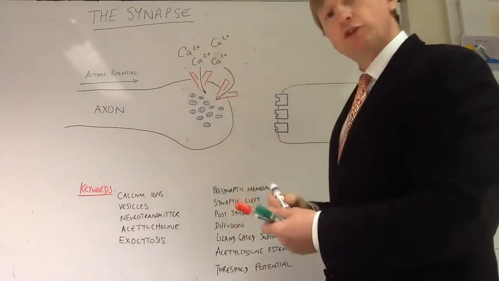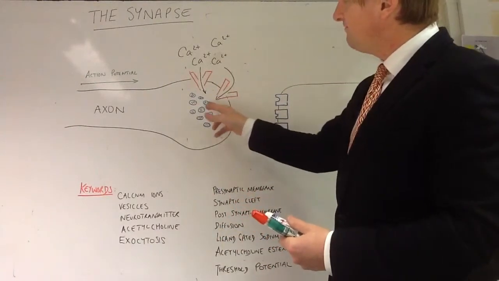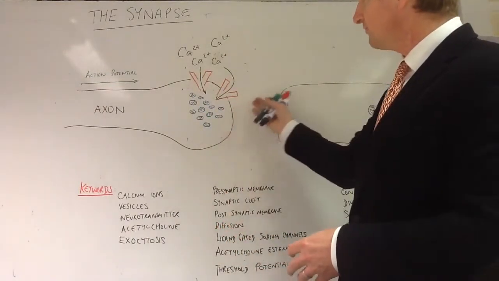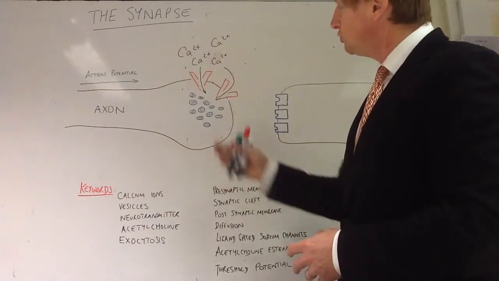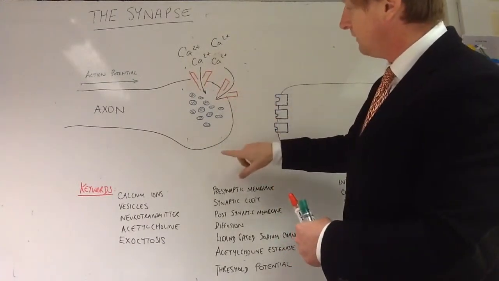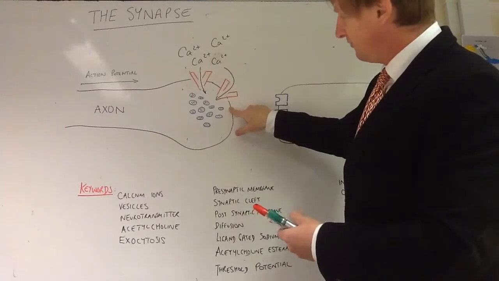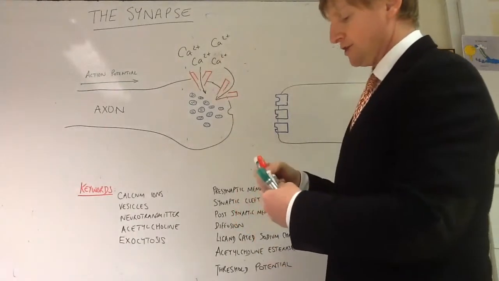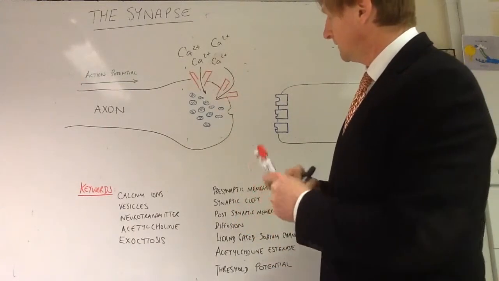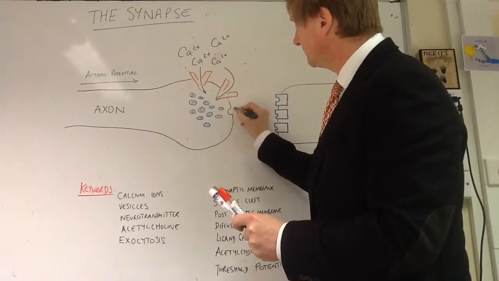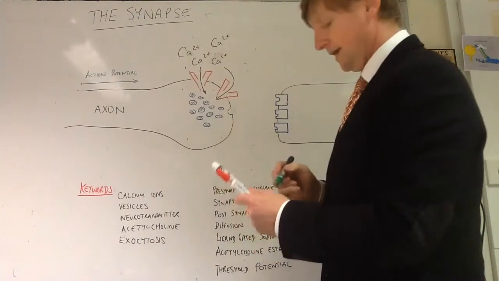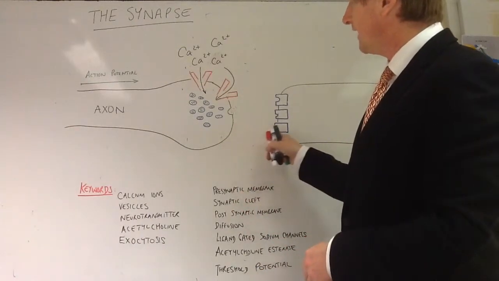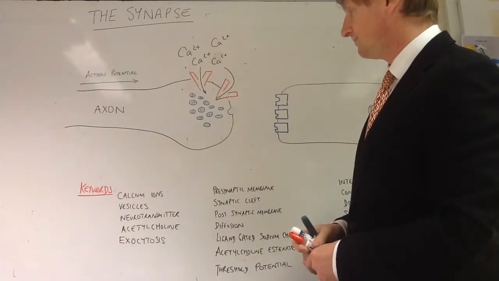What these calcium ions do is they cause vesicles containing the neurotransmitter, which is the chemical that's going to diffuse across this space, to fuse with the presynaptic membrane and eject their contents by a process of exocytosis. And so the neurotransmitter is exocytosed into what we call the synaptic cleft, and the cleft is the space.